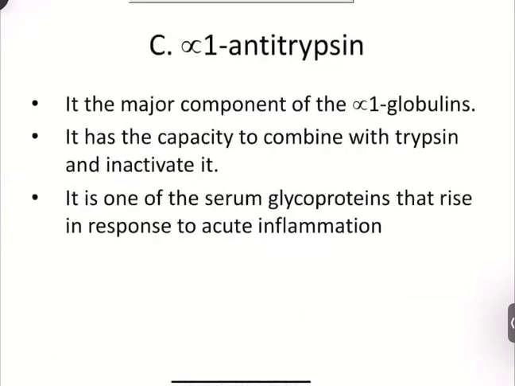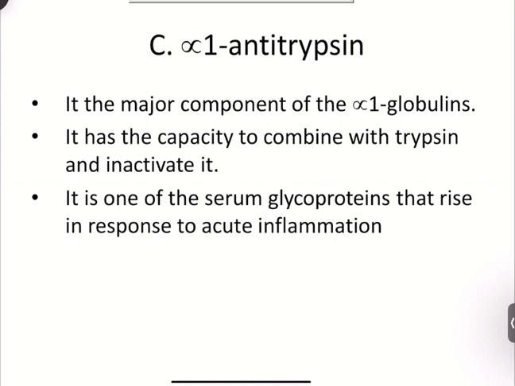Number three, alpha 1 antitrypsin. It is a major component of the alpha 1 globulins. It has a capacity to combine with trypsin and inactivate it. That's why it is called antitrypsin. It is one of the serum glycoproteins that rises in response to acute inflammation. So sometimes we use alpha 1 antitrypsin.